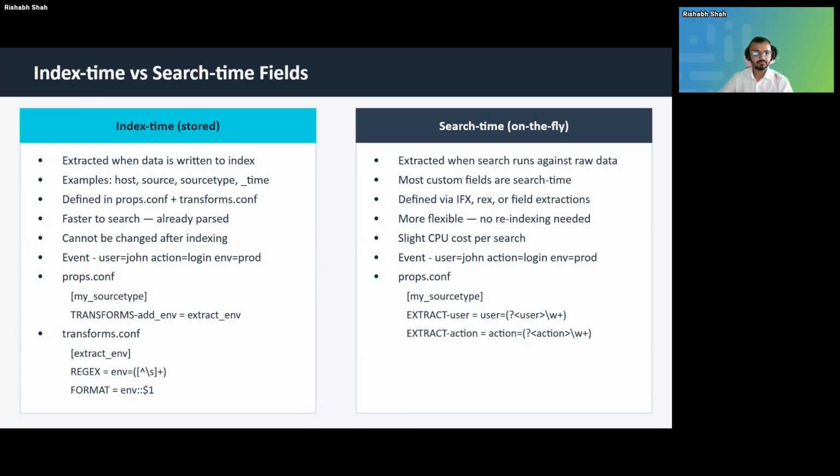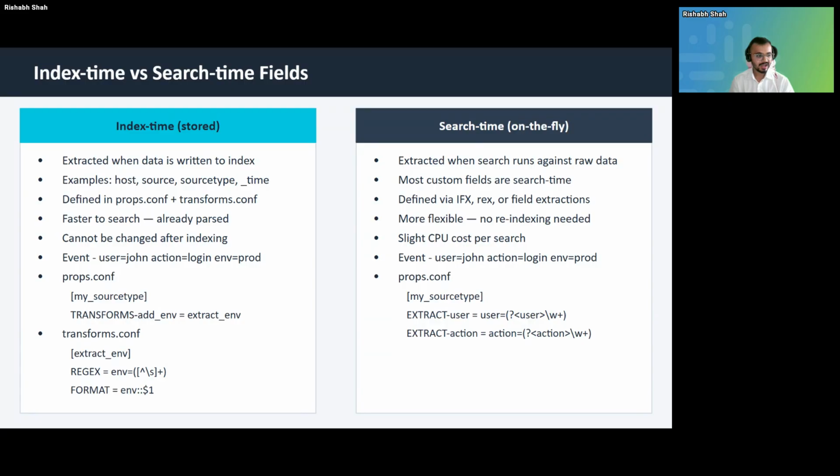So typically the index time fields are much faster to search. Since those are already parsed, you already have the field present. Whenever you are bringing up the logs, you don't have to worry about writing the field extraction or anything. It's already there from the time the data was ingested. So it's much easier and much faster to search. However, there are some disadvantages, like it cannot be changed after indexing.